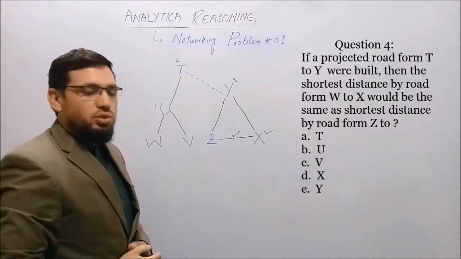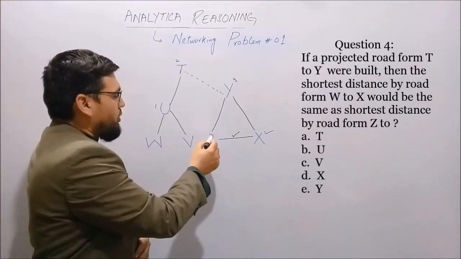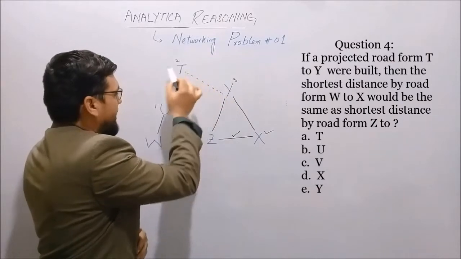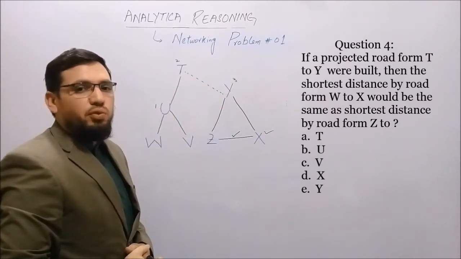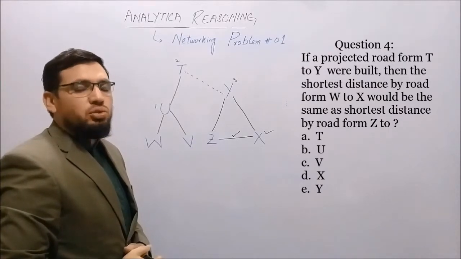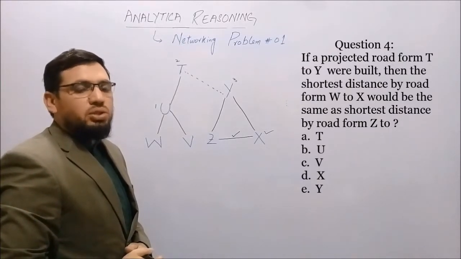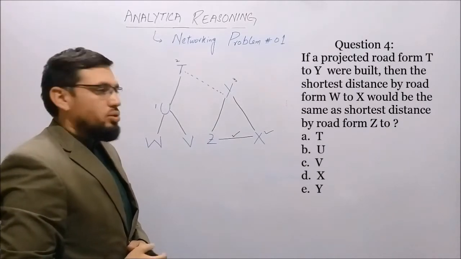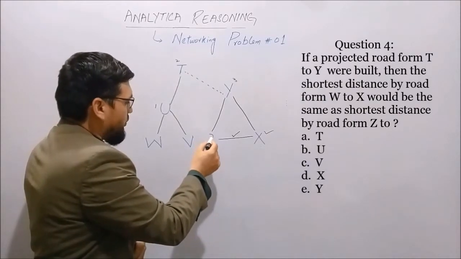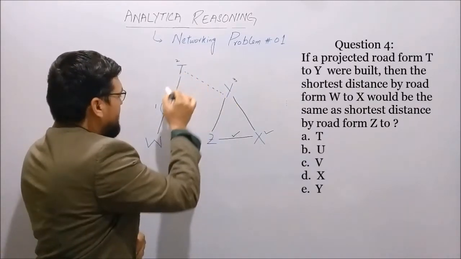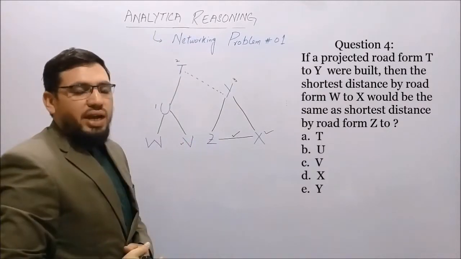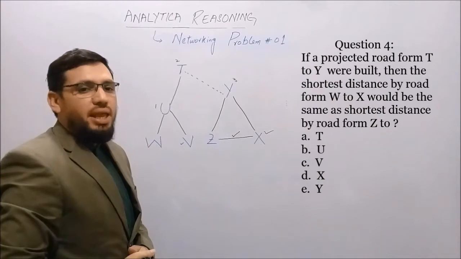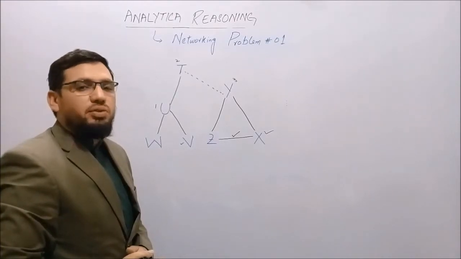The second option is U, from Z to U. So if we move from Z to U, first, second, and the third one is the destination. But the destination should be the fourth one. The third option, or option C, we have is V, from Z to V. So let's start from Z to V. First, second, third, and fourth. The fourth one is our destination. Right now, this is the same distance as we have from W to X.